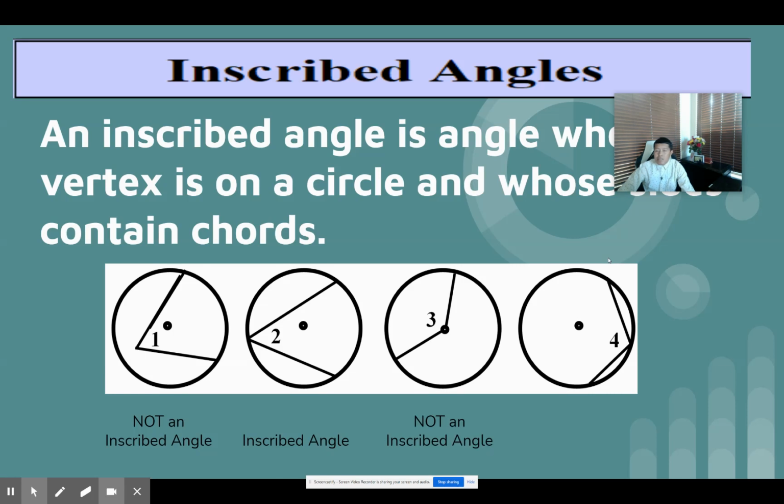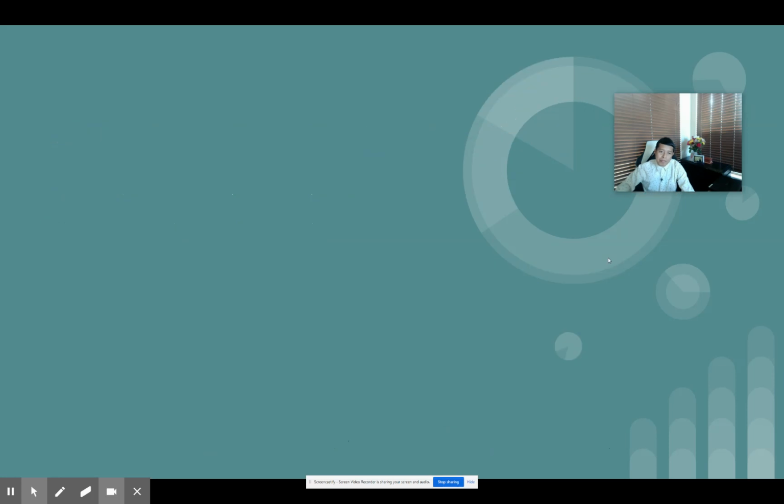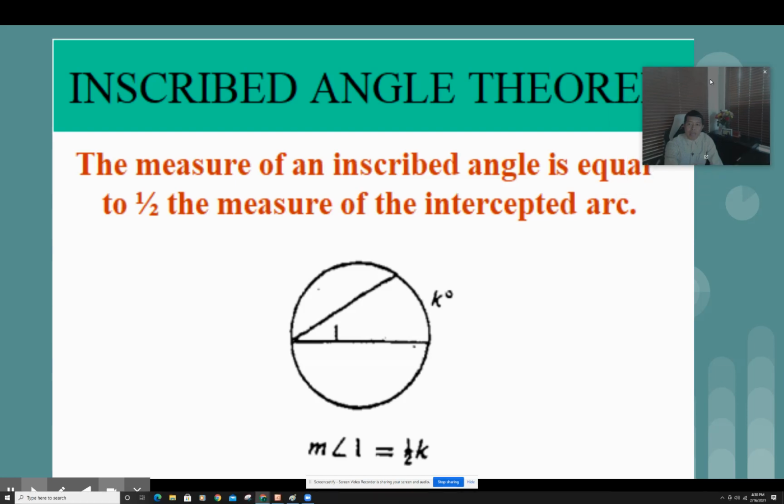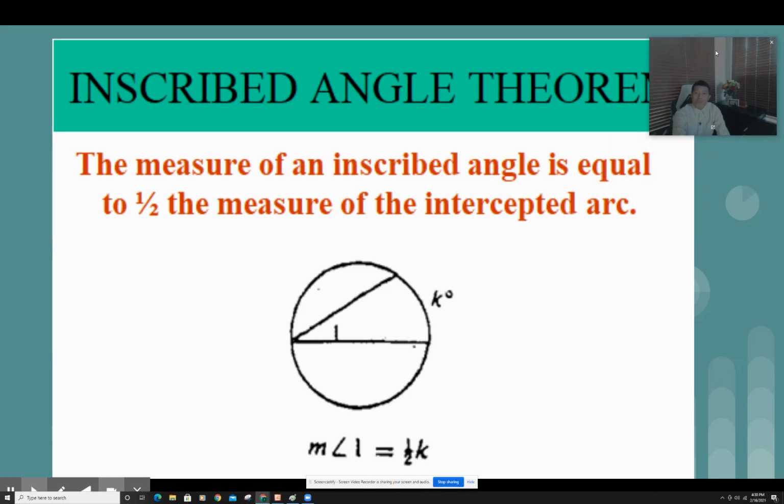Example 3 is not an inscribed angle because the vertex is at the center, so that's a central angle instead. And lastly, example 4 is an inscribed angle. Look at the points. The 3 points in the angle are on the circle, and the vertex is on the circle.